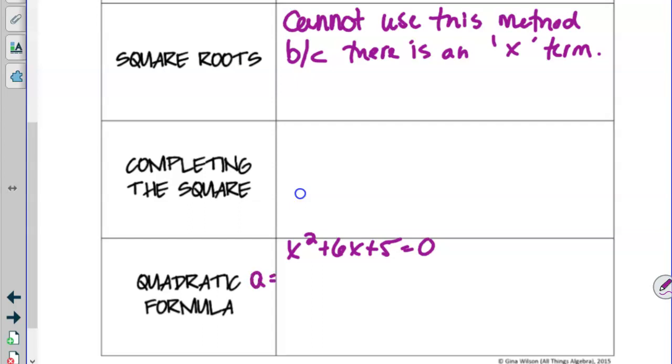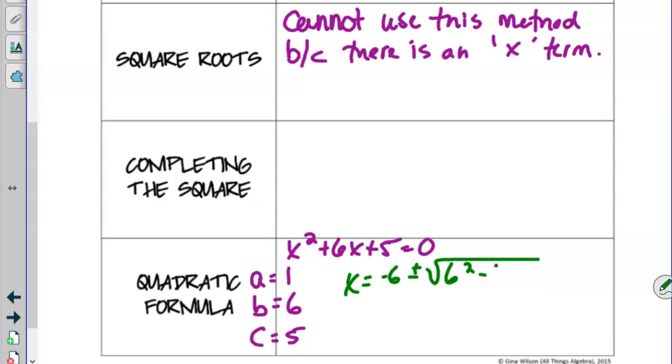First, what is my a value? 1. Good. What's my b value? 6. And my c value? 5. Great. Somebody tell me what to write down for the quadratic formula. Negative 6 plus or minus the square root of 6 squared minus 4 times 1 in the first parenthesis, 5 in the second, over 2. Very good. It will be just 2 in the end, of course.